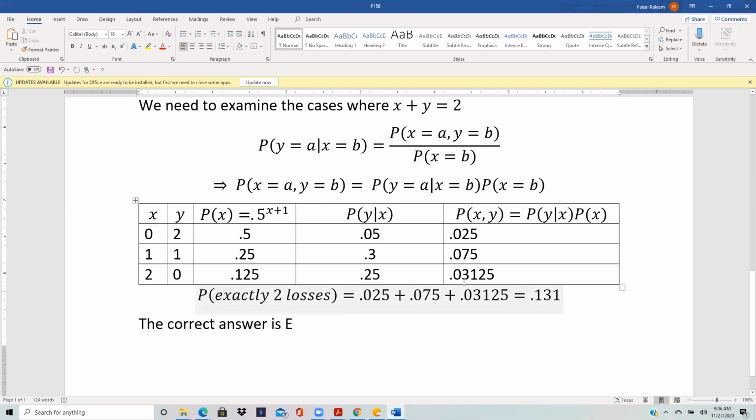These are the cases where the total losses will be 2. And so you add them up to find the probability of exactly 2 losses. You get 0.131. That was choice E.